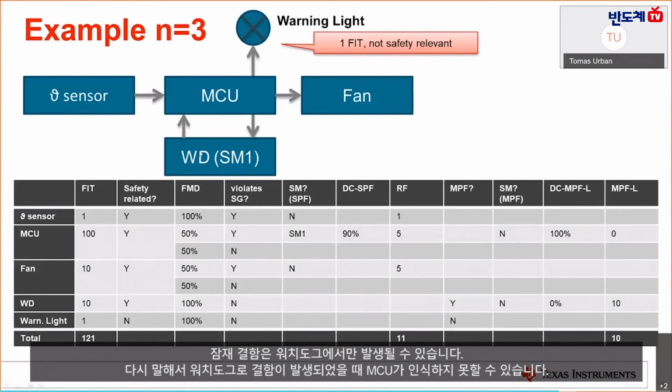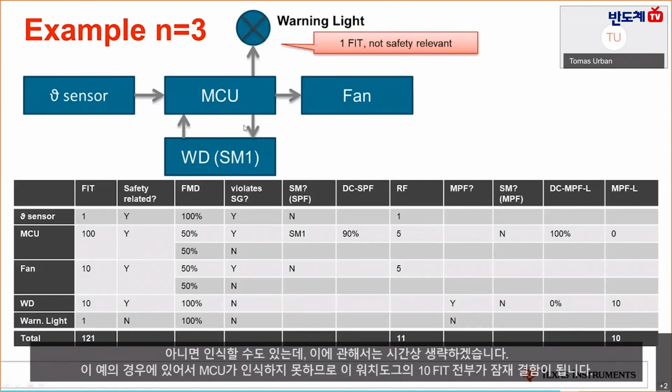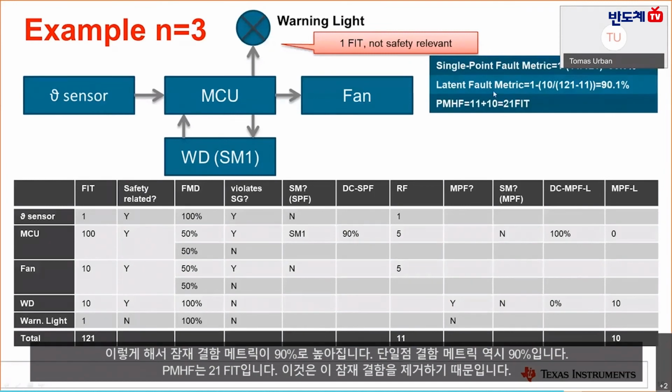So if the watchdog fails, the MCU wouldn't recognize, or it might recognize, but we don't go that deep into the details. In our case, the MCU won't recognize, so the full 10 FIT of that watchdog goes to latent fault. That really helped with the latent fault metric, which increased to 90%. Single point fault metric is 90% as well, and PMHF is 21 because we get rid of that latent fault.